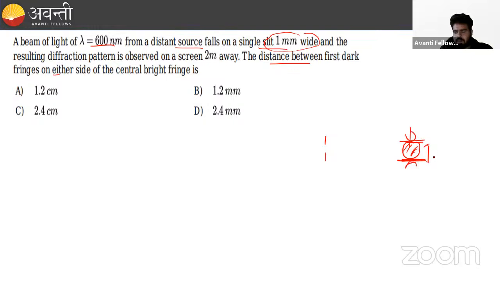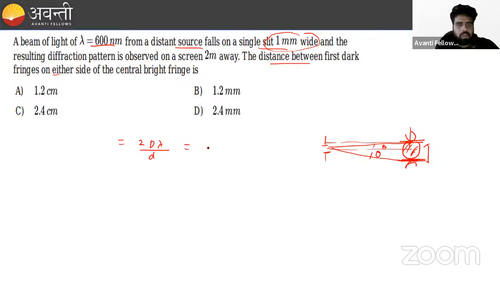We can say this is the distance between the first dark fringe. So what is the distance here? We have to know the formula here. What is the formula? This distance can be written as 2Dλ upon d, if we consider d, the small d, as the distance of the slit. This is the distance between the first dark fringe.